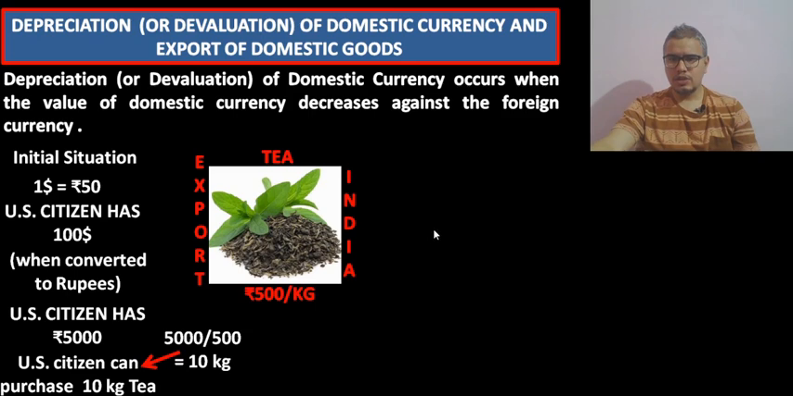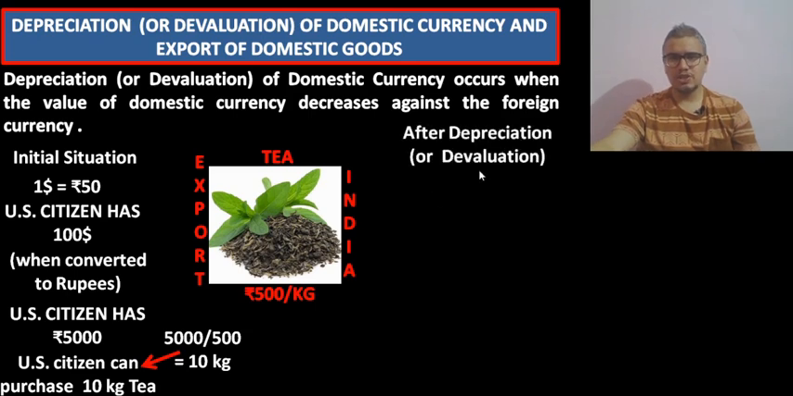Now let us consider that depreciation or devaluation has occurred, so that the exchange rate is now $1 equal to rupees 100. Let me remind you that in the current situation the value of $1 is not 50, it is much higher, almost 74 rupees per $1, but we have taken 50 as an example just to simplify. We have just doubled the exchange rate here to simplify our example. It may not be the case.